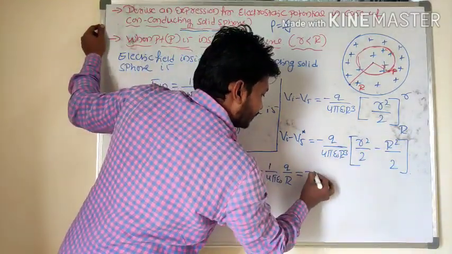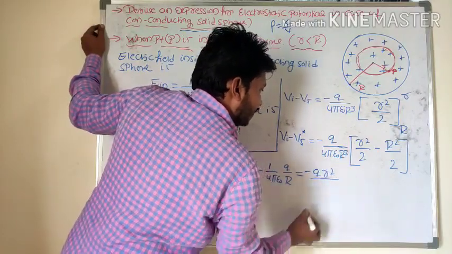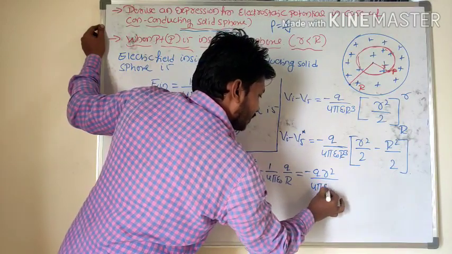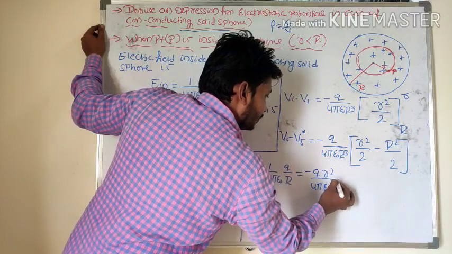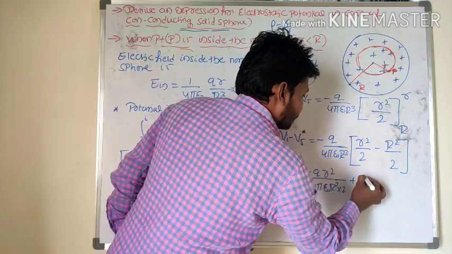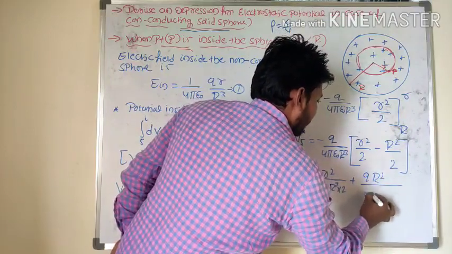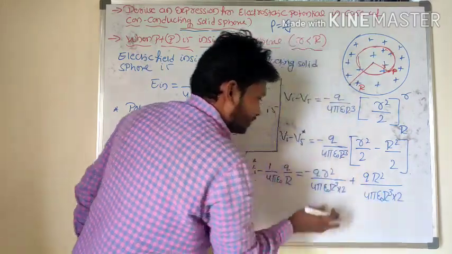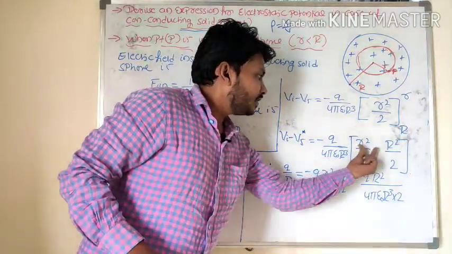So multiplication here: minus of q into r square divided by 4 pi epsilon naught r cube into 2. Next, minus into minus plus q into r square divided by 4 pi epsilon naught r cube into 2 here. Did you get my point? Just multiply this equation with these two terms.